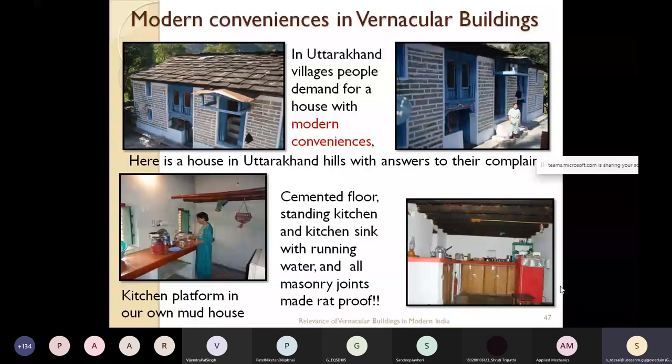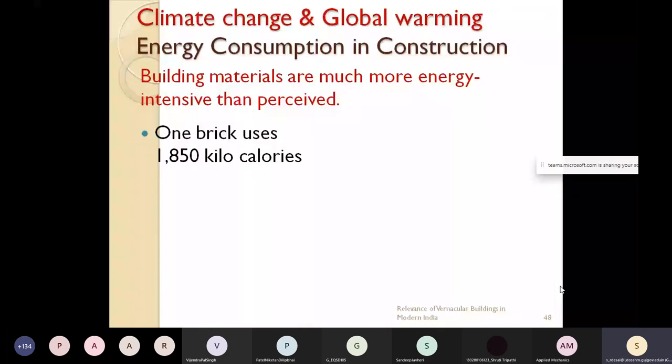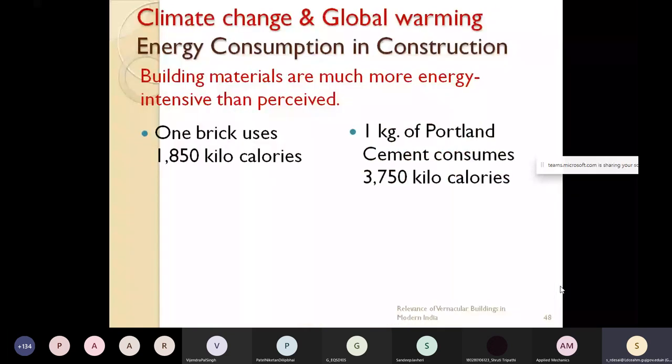All right. Just one other factor I want to mention here is the energy consumption in the construction. Because all the materials which we use, which have the special properties, these properties have been created by the consumption of this energy.